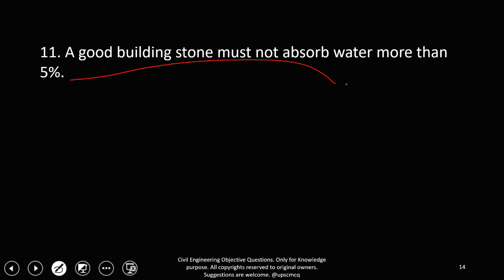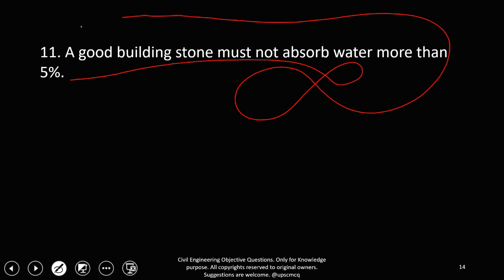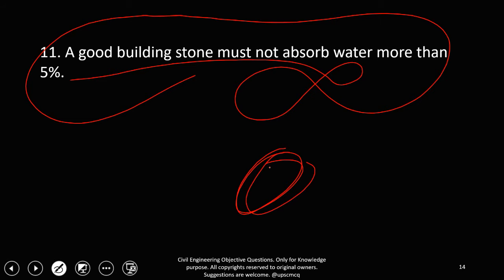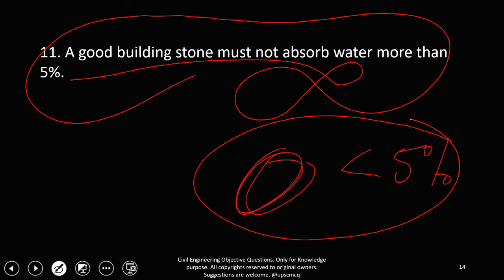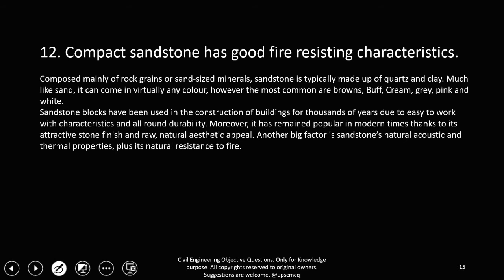A good building stone must not absorb water more than 5%. If a stone does not absorb more than 5% water, that means it has a water absorbing capacity of less than 5%, and then it is defined as a good building stone. Compact sandstone can be defined as having good fire resisting characteristics.